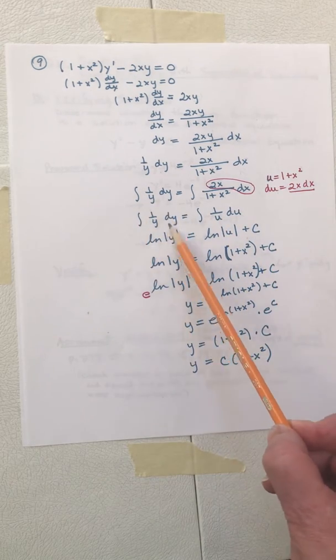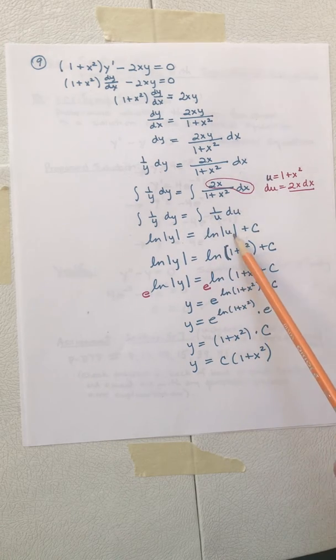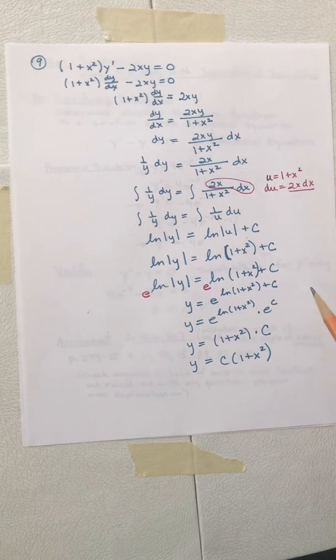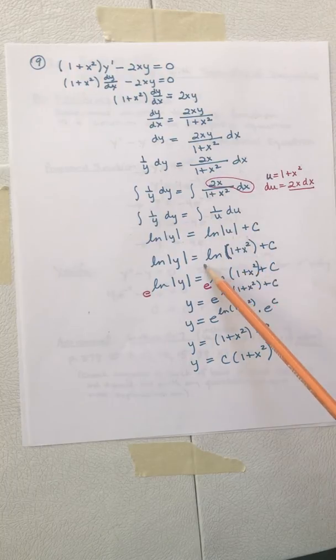Integral of 1 over y is ln absolute value of y. Integral of 1 over u is ln absolute value of u plus c. And then what? Well, we put the x's back in. 1 plus x squared. And oops, I almost put absolute values, but I don't really need them because 1 plus x squared is always a positive quantity no matter what x value is.